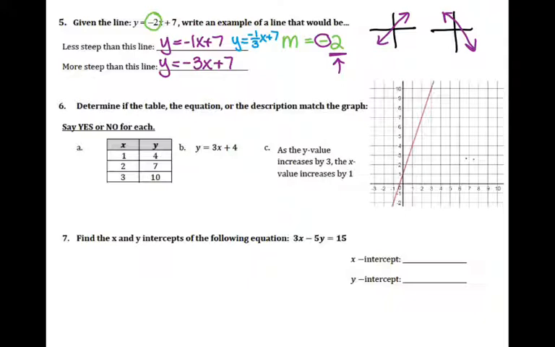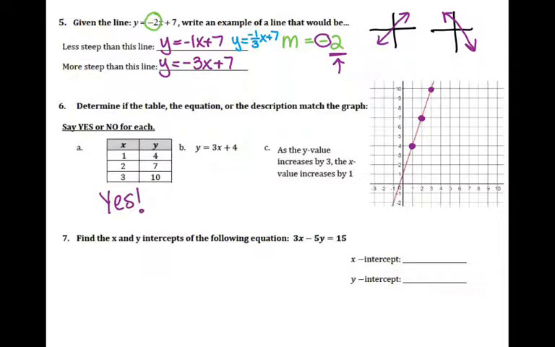Okay, determine if the table, the equation, or the description match the graph. Right, yes or no for each. So letter A is looking at these points. So 1, 4. I'm actually going to plot these points to see if they're on the line. So 1, 4. Well, that one's on the line, so far so good. 2, 7. Oh, there's another one. And 3, 10. All right, that was on the line, so this is a big fat yes.